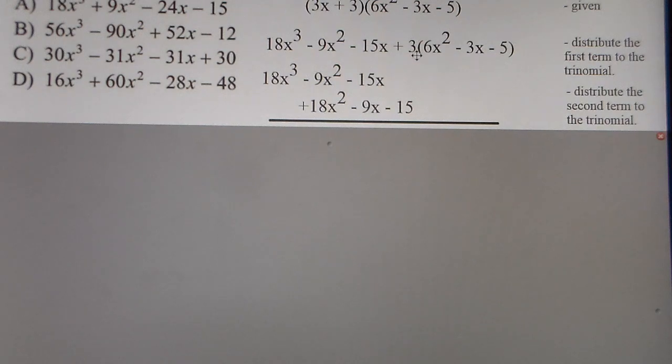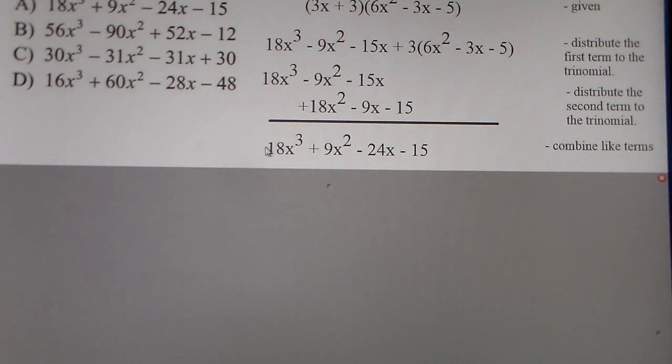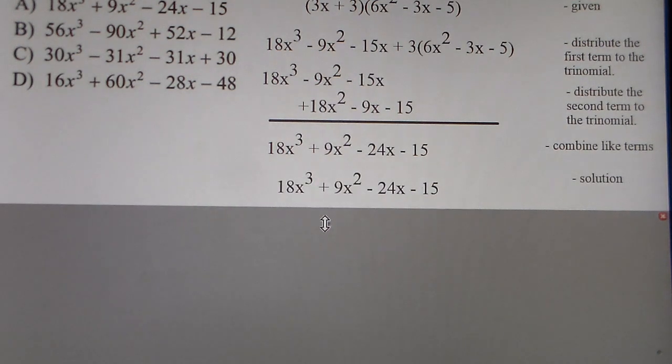We're going to distribute now this second term. 3 times 6x squared gets you 18x squared. 3 times negative 3x gets you negative 9x. And 3 times negative 5 gets you negative 15. We then combine like terms. Carry down the 18x to the third, because that has no like terms. Negative 9x squared plus 18x squared gets you 9x squared. Negative 15x minus 9x gets you negative 24x. Carry down our negative 15. That is our solution.